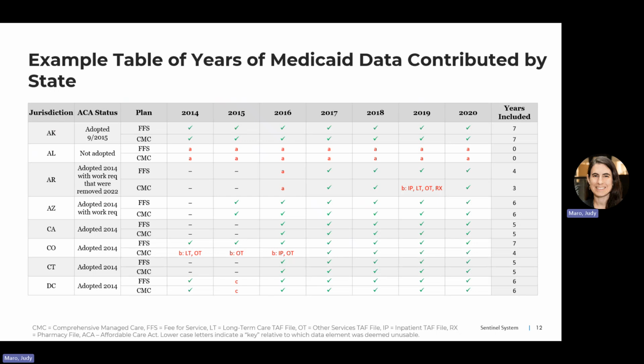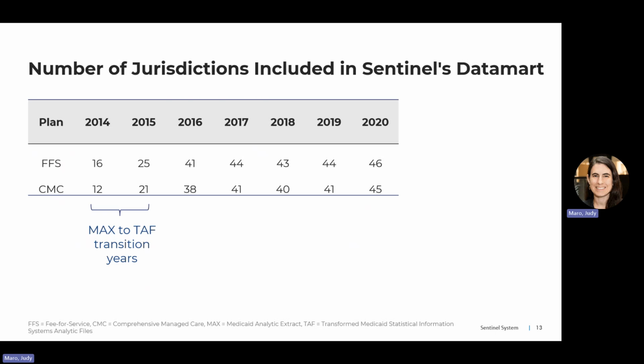And so they are not included in the data set that we are going to talk about today. And we go through this process whenever we add data to Sentinel's Medicaid data mart and think about each particular year and jurisdiction and plan type, being fee-for-service or comprehensive managed care, when we think about whether these data are fit for purpose for PCOR research. So in the end, the number of jurisdictions that are included in Sentinel's data mart are shown on your screen.